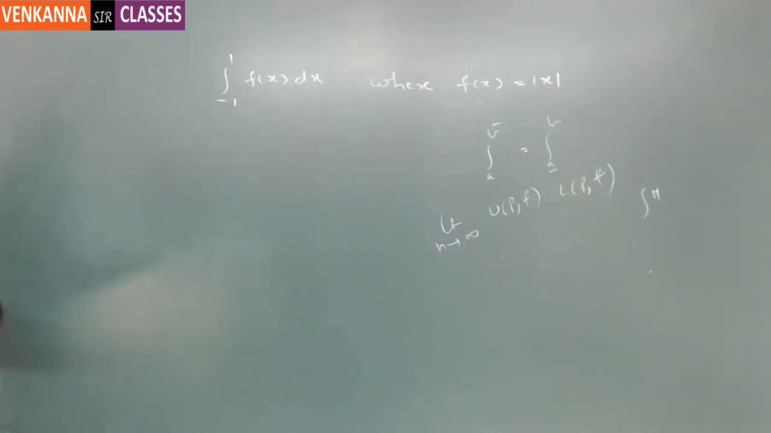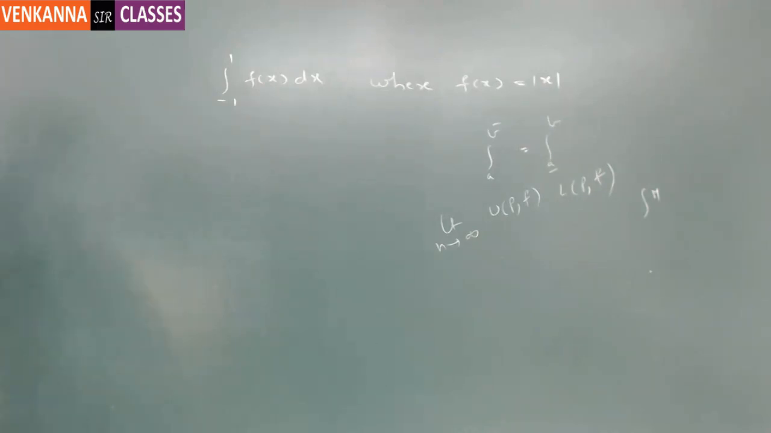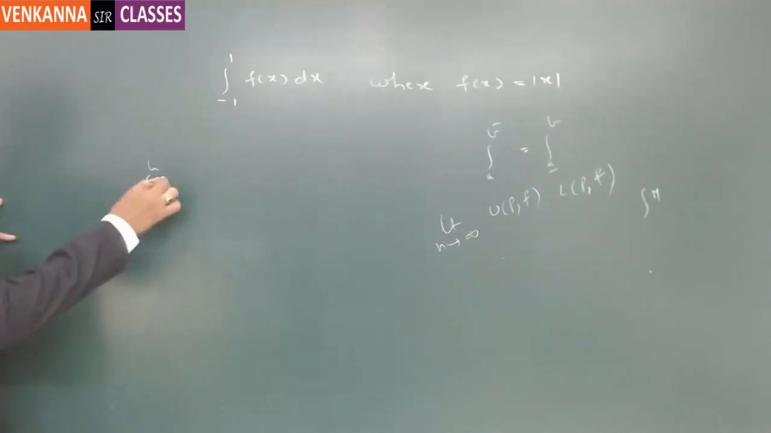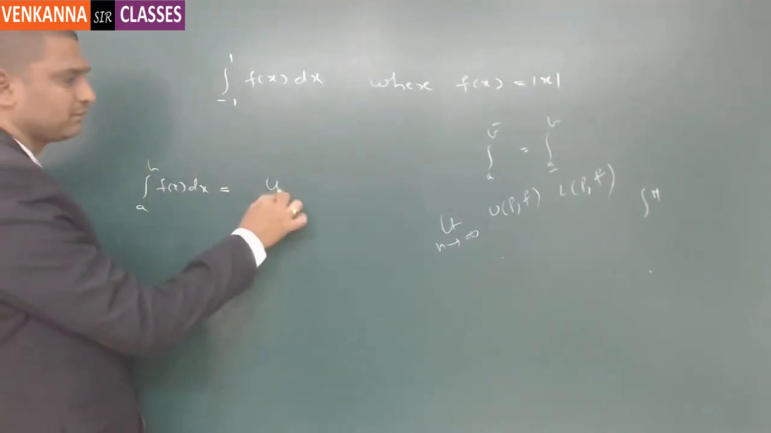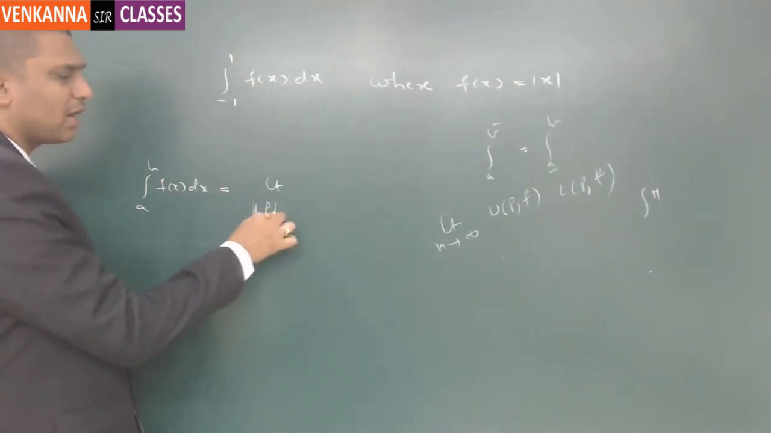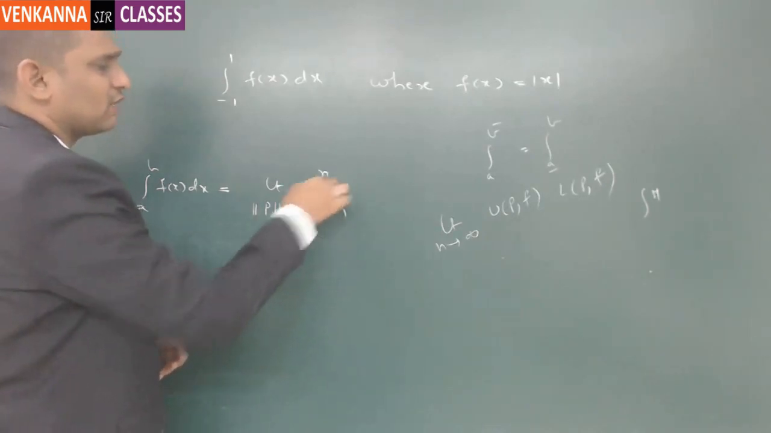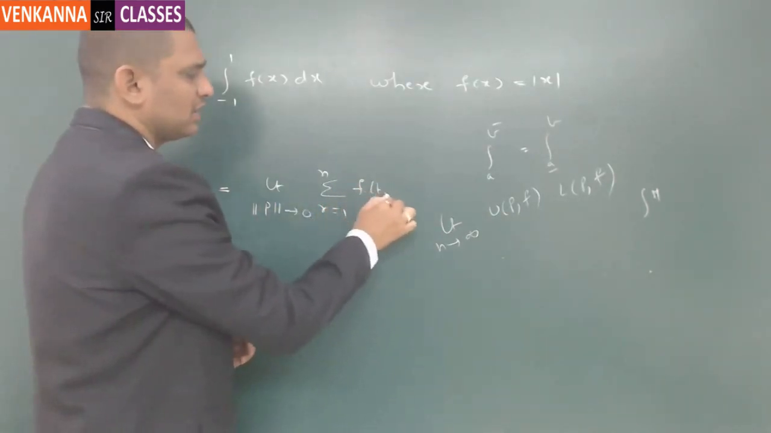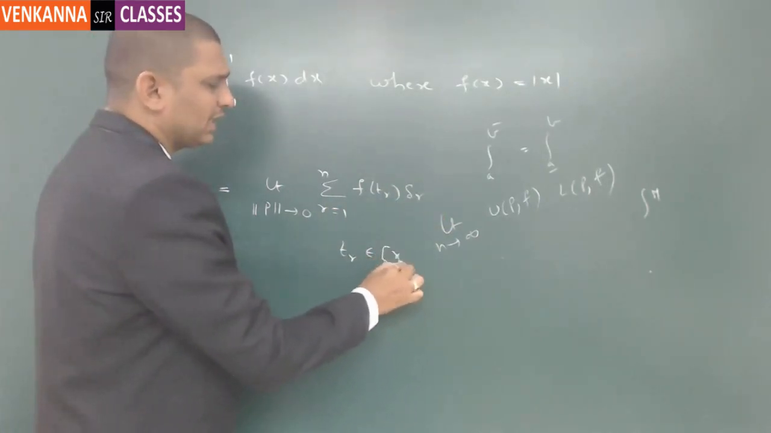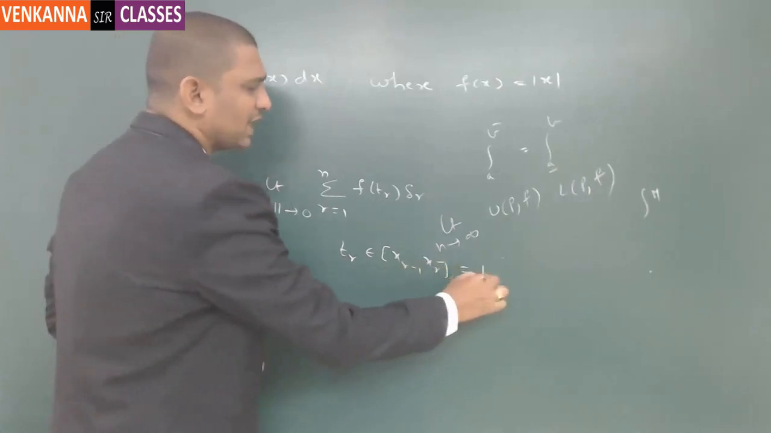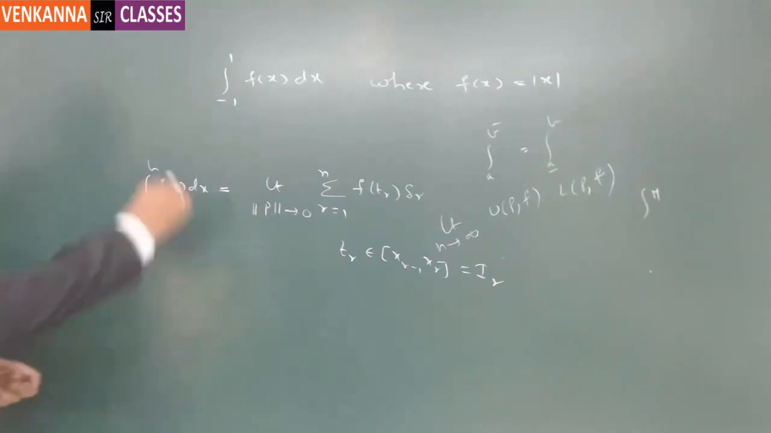Right. Now the same definition can be conveyed as: the integral from a to b of f of x dx is nothing but the limit as norm P tends to 0 of the summation r equal to 1 to n of f of tr into delta r, where tr is any point in the interval I r. This is another definition. Please take note of this definition.